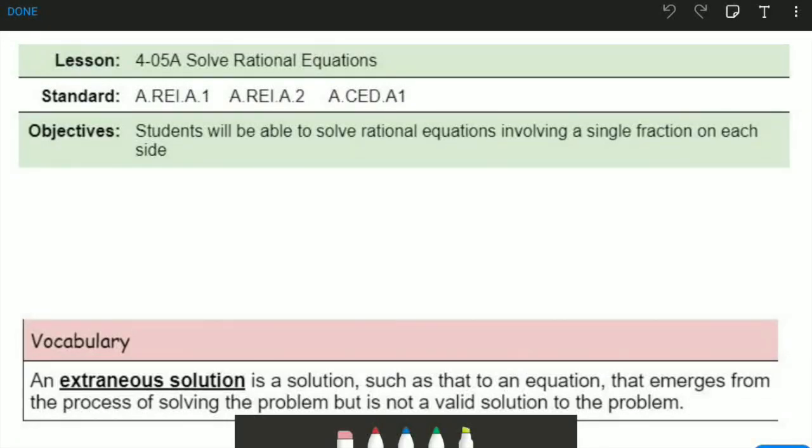Okay, in this video we're going to be solving rational equations. Now when you solve rational equations, there's a couple methods you could use. One of the most common methods is using cross multiplication. However, cross multiplication in Algebra 2 doesn't always work for a number of reasons.